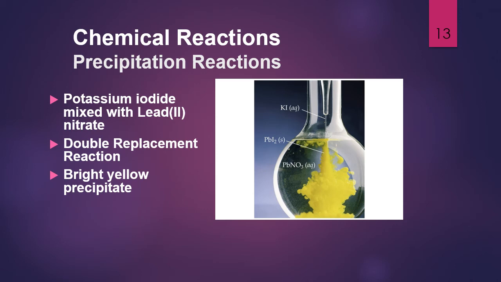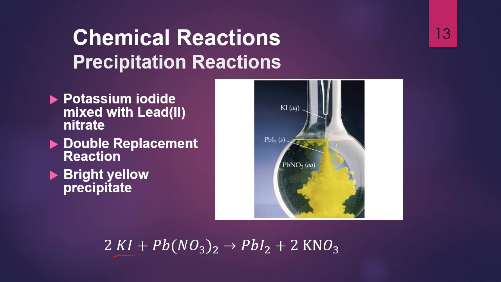Okay, so here is a picture of a reaction where we are mixing potassium iodide with lead 2 nitrate. And you'll notice you see this yellow, foggy material forming. What that is, is a bright yellow precipitate. It's actually a solid. So we know that when we mix potassium iodide with lead 2 nitrate, a solid is going to form. Our job is to figure out what solid.